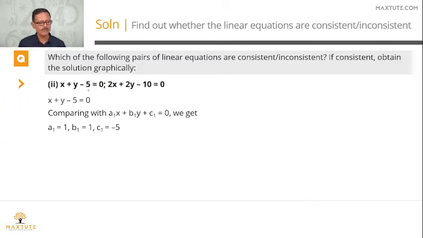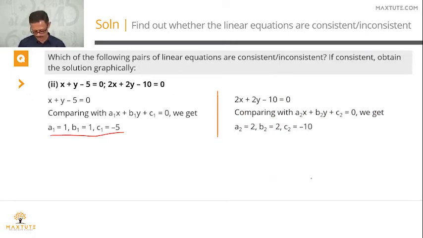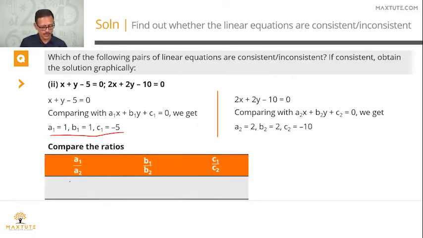x plus y minus 5 equals 0, 2x plus 2y minus 10 equals 0. So A1, B1, C1 are 1, 1 and minus 5. A2, B2, C2 are 2, 2 and minus 10. Let's find the ratios. A1 by A2 is 1 by 2. B1 by B2 is 1 by 2. C1 by C2 is minus 5 by minus 10, which is also equal to 1 by 2. So we have A1 by A2 equals B1 by B2 equals C1 by C2.